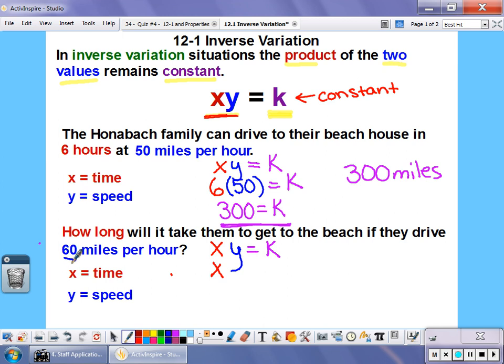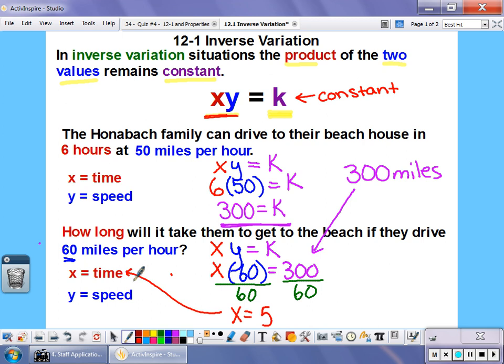I do know my speed. My speed is 60, so I'll plug that in. And I do know my constant, which is 300, because I got that from up here. So now to solve this problem, I'm going to divide both sides by 60, and I can find out that x equals 5. Now remember, x is our time, so what that means is it would take 5 hours.